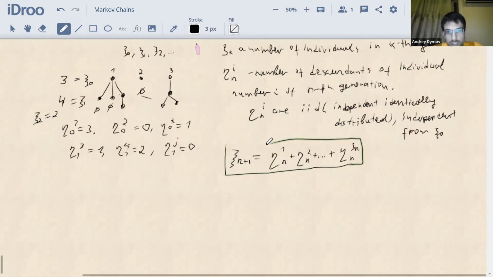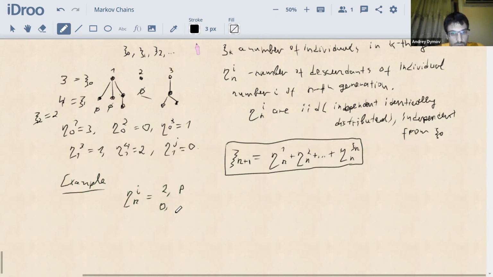A natural example where this works is the following: if eta n,i equals 2 with probability p and 0 with probability 1 minus p, for some p between 0 and 1, then we can think that this is the evolution of a population of bacteria.